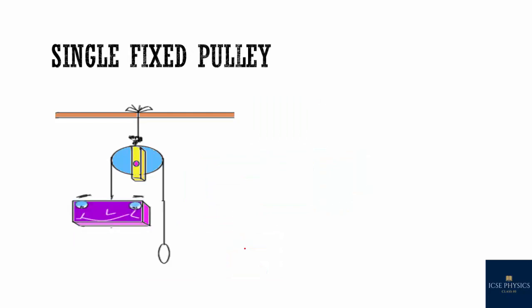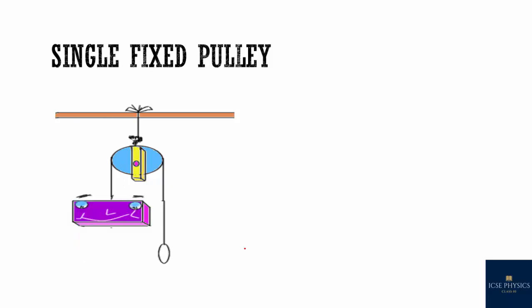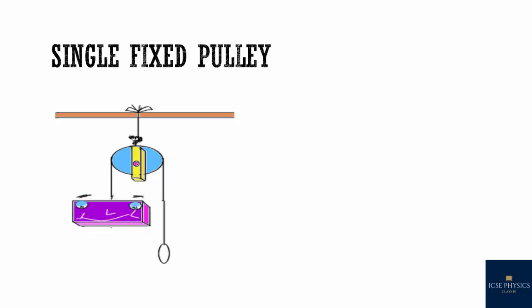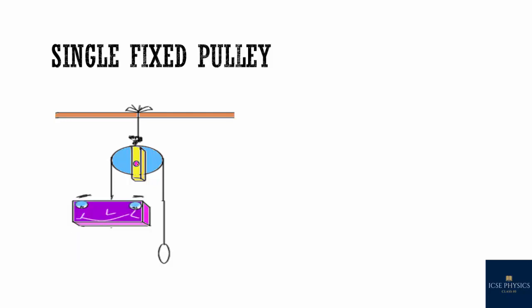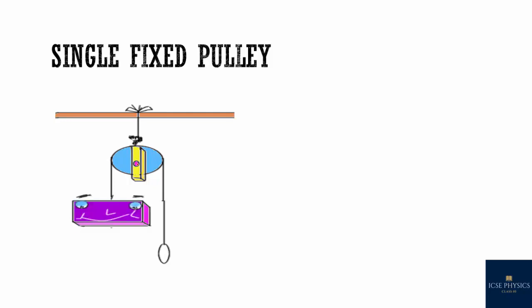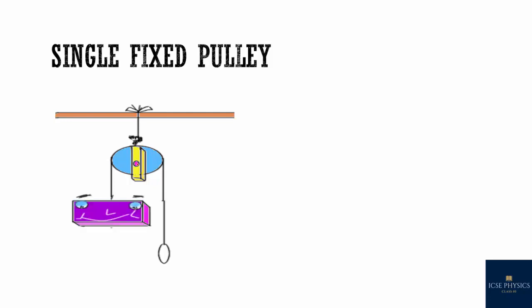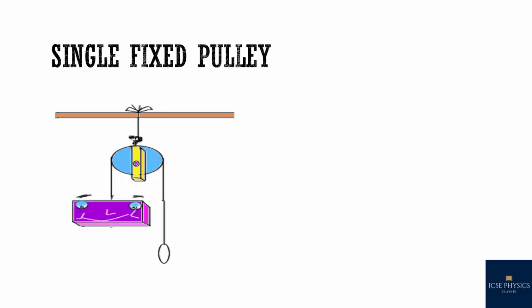First one, single fixed pulley. As shown in this figure, a pulley which has its axis of rotation fixed is called a single fixed pulley. What is this single fixed pulley used for? It's used for lifting a small load such as a water bucket or a basket. There is always some amount of friction between the string and the surface rim of the pulley which rotates the pulley. But in this case, we consider that this pulley is ideal.